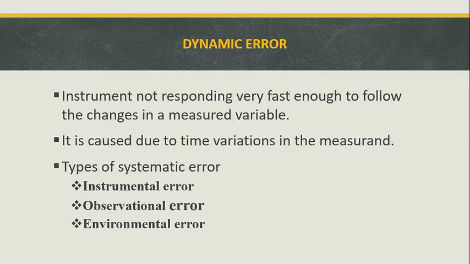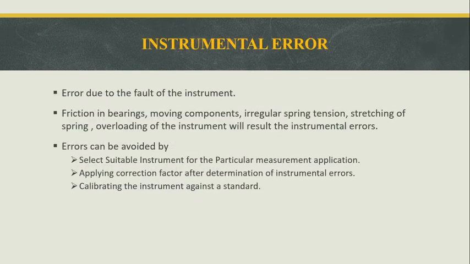Then types of systematic error. There are different types of systematic errors: instrumental error, observational error, and environmental error. Then, what is meant by instrumental error? This error is due to a fault of the particular instrument. This error normally occurs on the particular instrument, so that we can't find the accurate value, and the error may occur every time while using this faulty instrument.